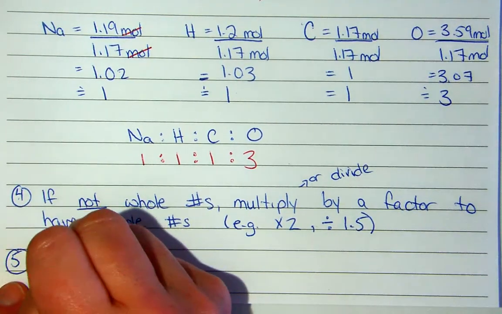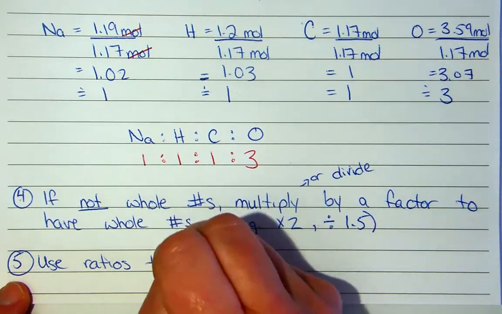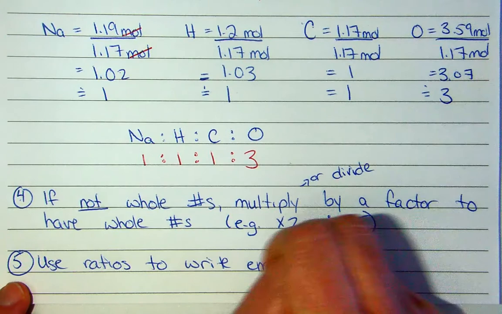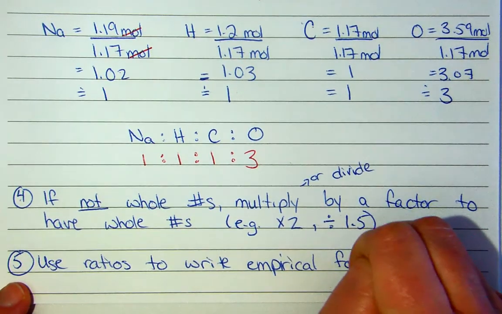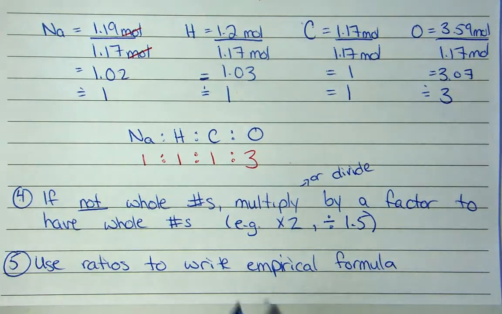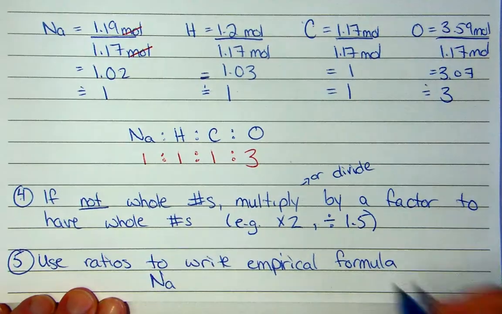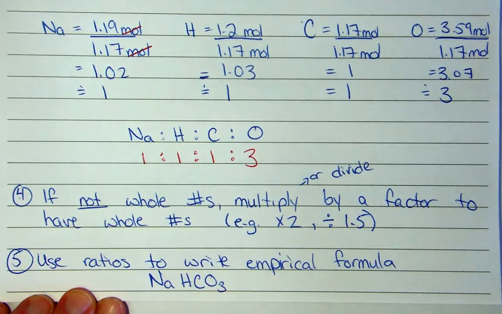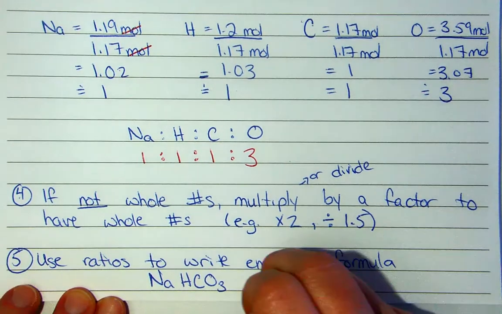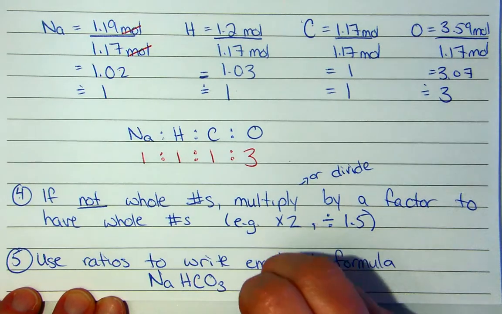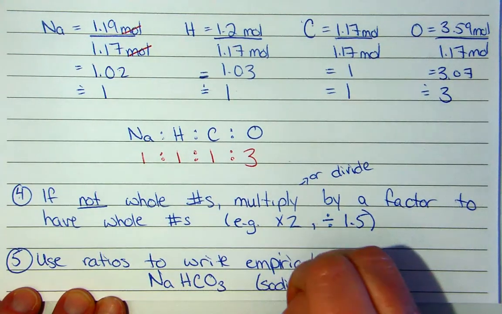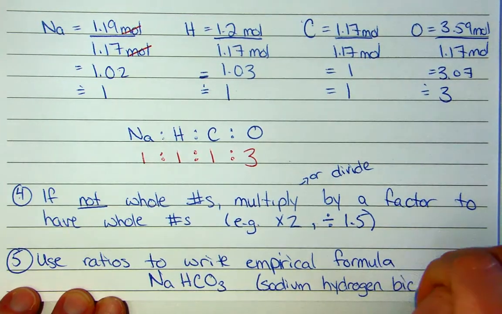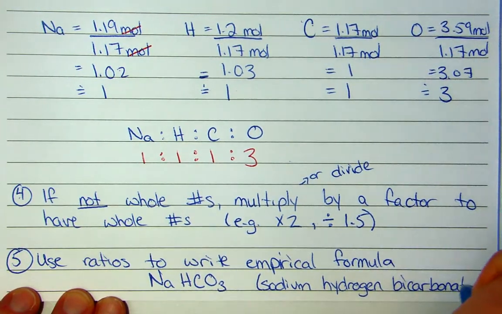Finally, we use the ratios to write the empirical formula. So that gives us, we have 1 sodium, 1 hydrogen, 1 carbon, and 3 oxygen. For funsies, press pause and name this. So that's either sodium hydrogen carbonate or sodium bicarbonate, also known as baking soda.